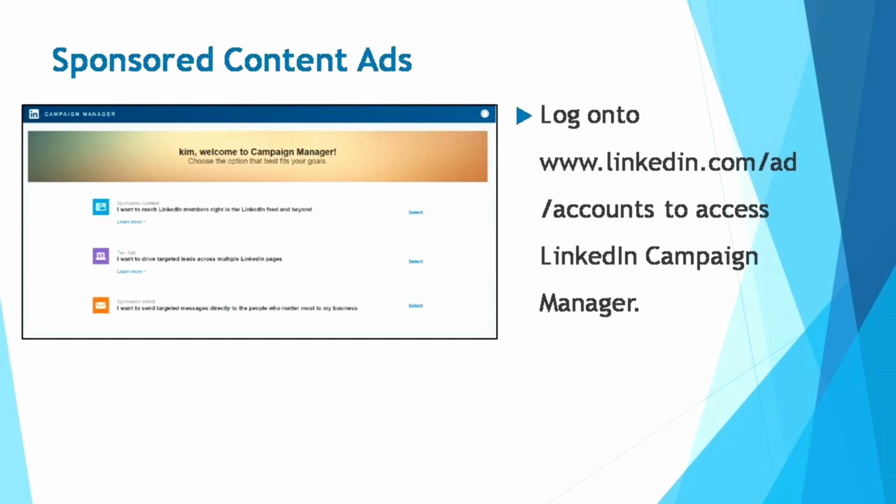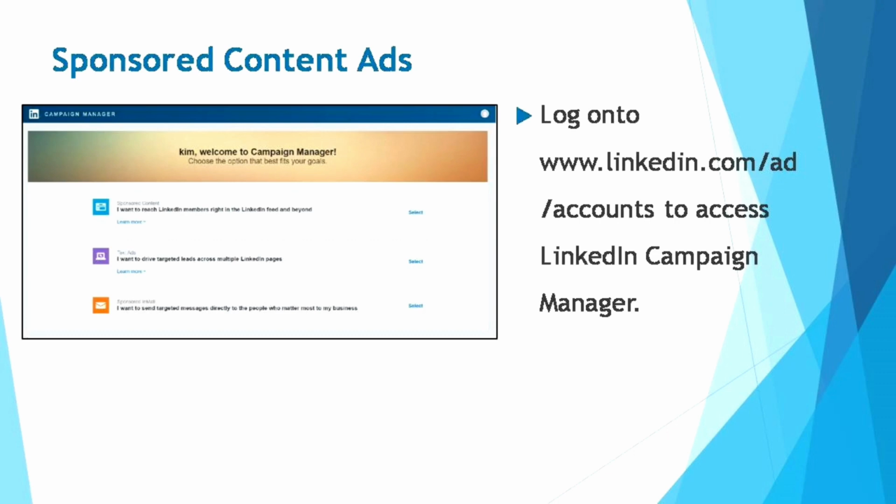So once you've created a business account, head over to linkedin.com/ad/accounts to access LinkedIn Campaign Manager. You will then land on this page where LinkedIn greets you, "Welcome to Campaign Manager." Here you can choose to either use sponsored updates or text ads. In this tutorial, we'll be going with sponsored updates, so select the first option.